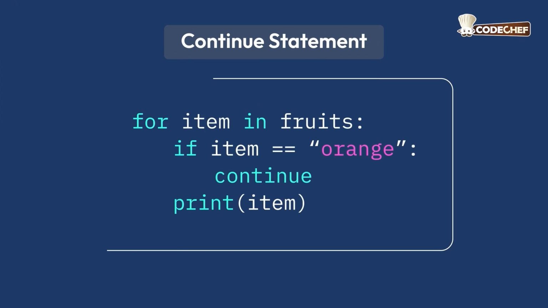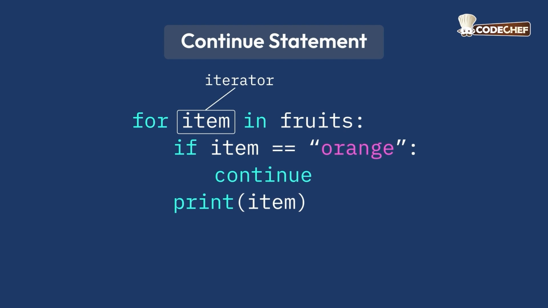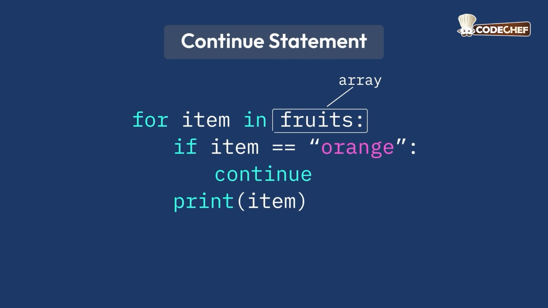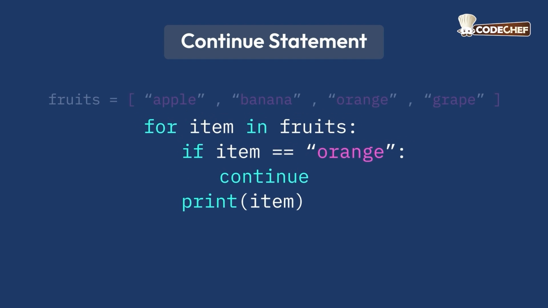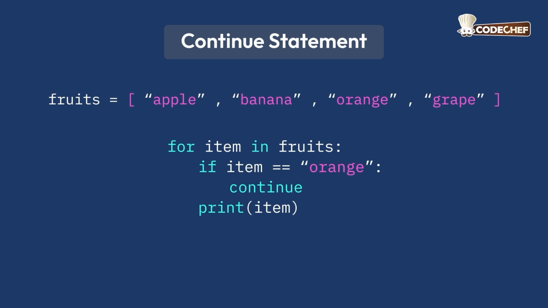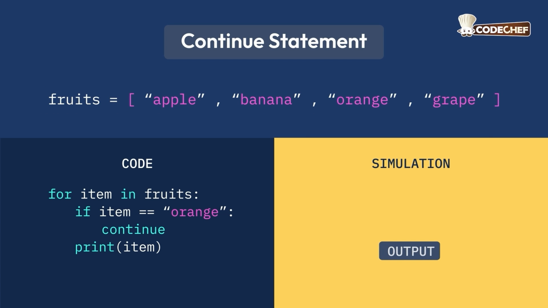Take, for example, this block of code. In this snippet, you will see a for loop. The iterator is item that loops over an array called fruits. Now, there is a continue statement inside an if block. Consider an array fruits with the items as shown. Now, let's apply this code on this fruits array and see what happens behind the scene.